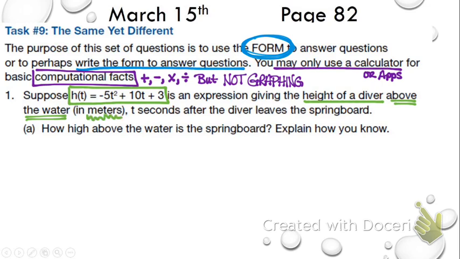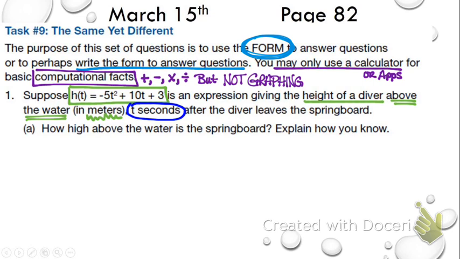What does the t stand for? Seconds after the diver reaches the springboard. So they're measuring time in seconds after the diver leaves the springboard. He can stand on that springboard for the longest time, and time is not moving forward. Nobody started their stopwatches yet. As soon as that diver leaves the springboard, time starts.